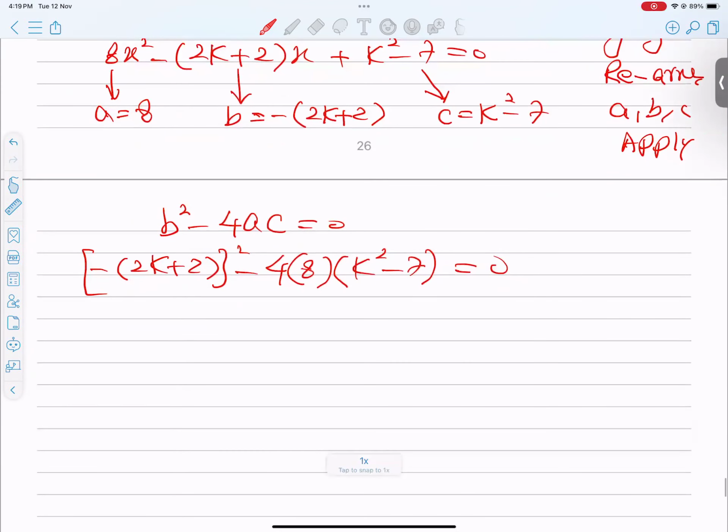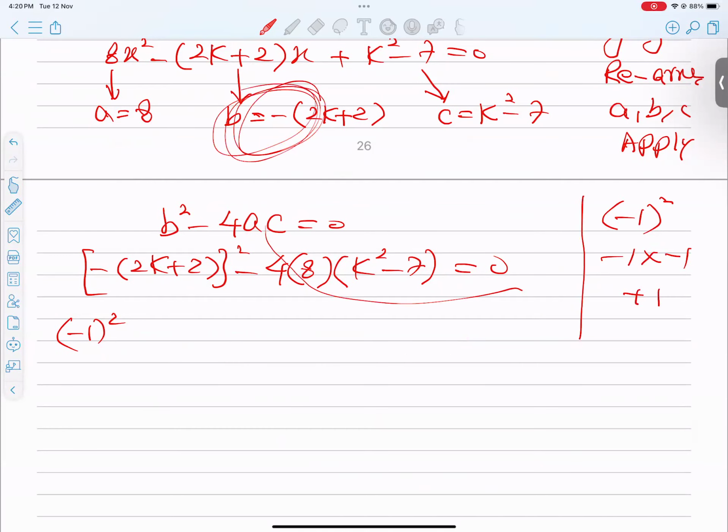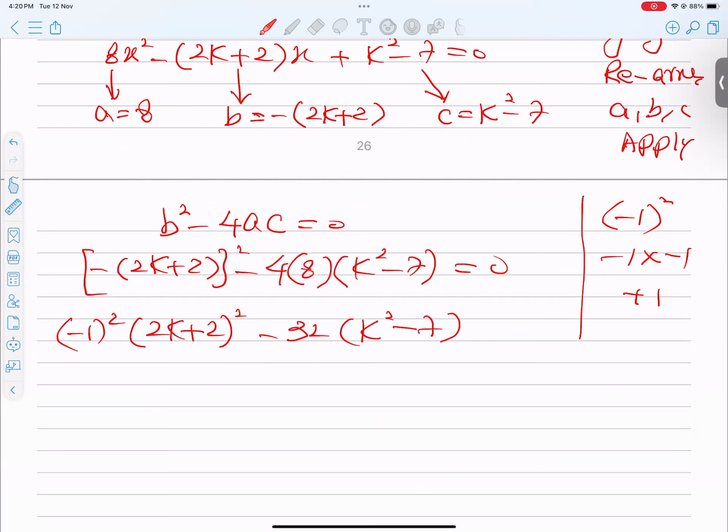Now, for your knowledge, this negative 1 goes on negative 1 squared. Whenever negative 1 squared comes, it means negative multiplied 2 times, we get a plus 1. So you write this negative sign or you don't write, not a big effect. But this 2k plus 2 whole squared will stay as it is. 4 8s are 32. I'm writing. Later on, I will bring inside.